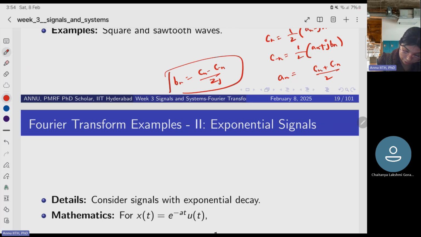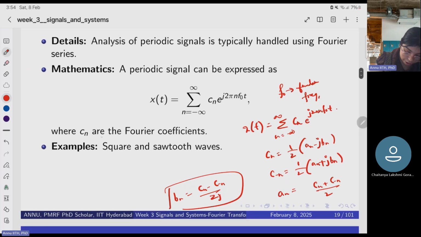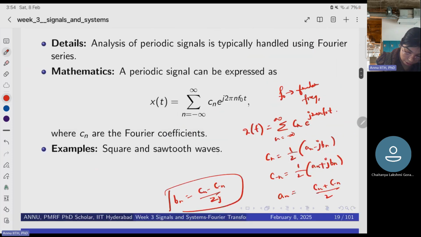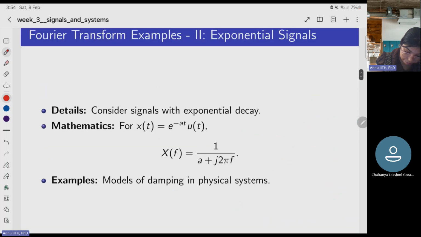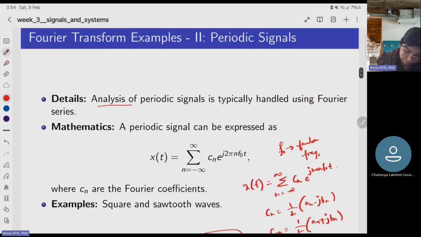So that is one of the ways to connect the trigonometric form to the exponential form. These are the Fourier series coefficients. Now if there is a periodic signal, it will be represented in terms of this, and every frequency component will be converted to its Fourier transform, which is very easy because it is a sum of sine and cosine terms, so it's a sum of impulse functions.